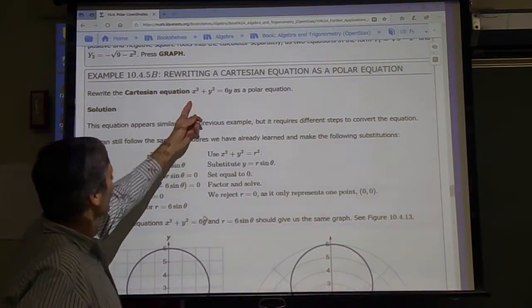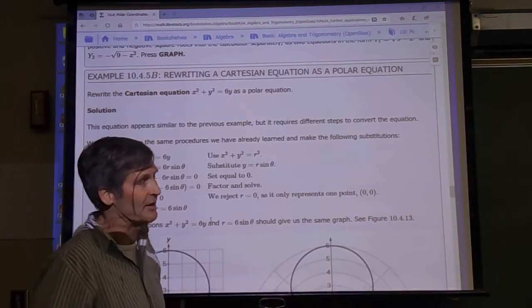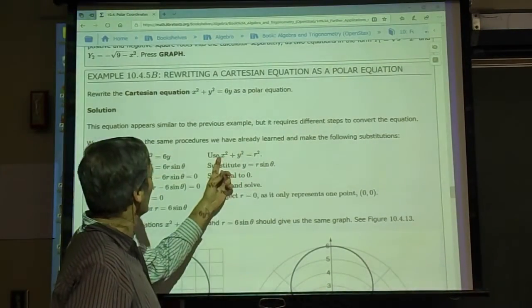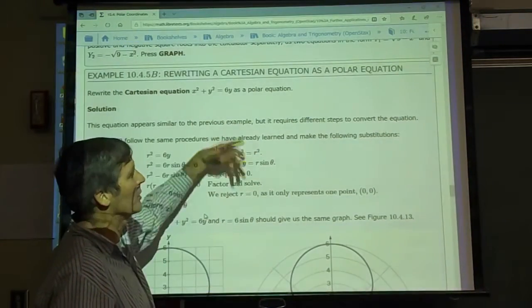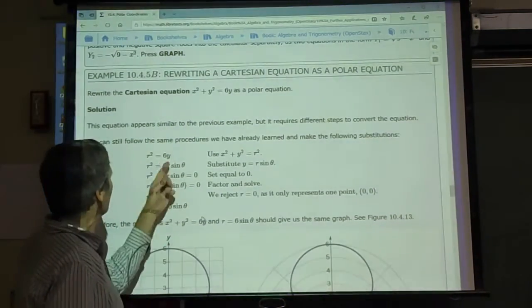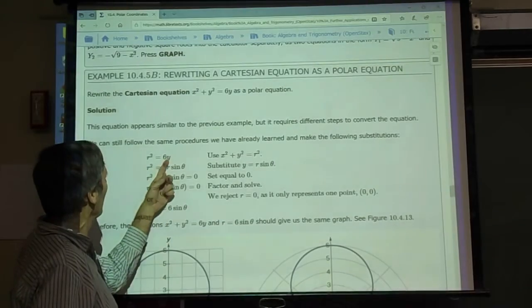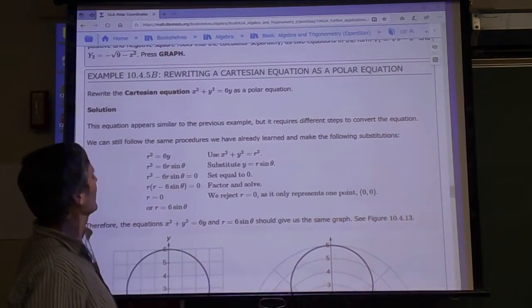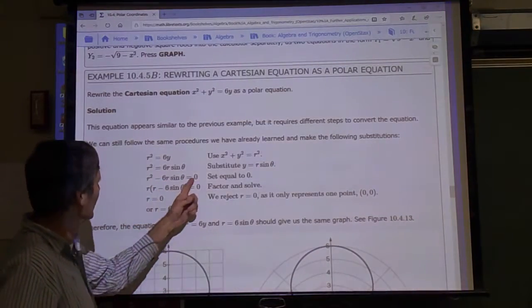How about this one? x squared plus y squared equals 6y. How can I write that as a polar equation? They have nice examples here, which is why I picked this. Well, we use x squared plus y squared equals r squared directly to avoid going through the Pythagorean identity again. We write r squared equals 6y. Now we substitute for what's left: y is equal to r sine theta. We have r squared is 6r sine theta. r squared minus 6r sine theta equals 0.